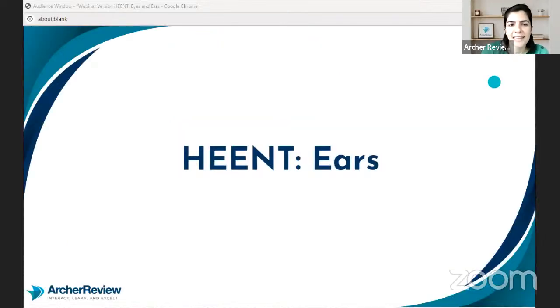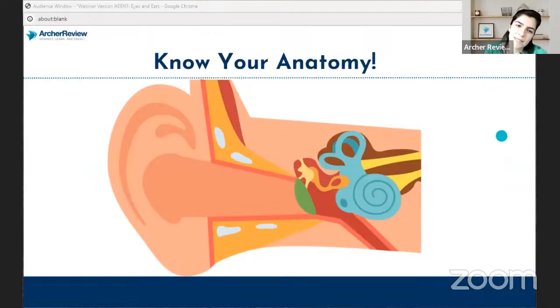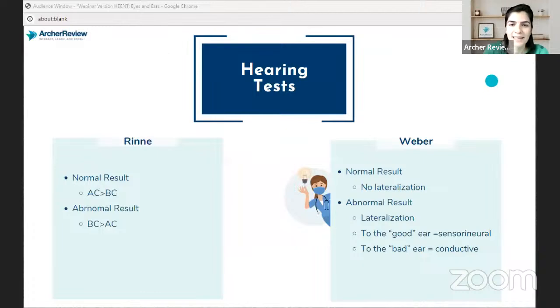Awesome. So let's go to the ears. Again, anatomy is going to be really important with the ears because once you know normal, you'll be able to recognize abnormal when you see it in the clinic. So knowing the inner ear anatomy, the canal, the external ear is going to be really important. You have different types of hearing tests that you can use in your outpatient clinical setting.